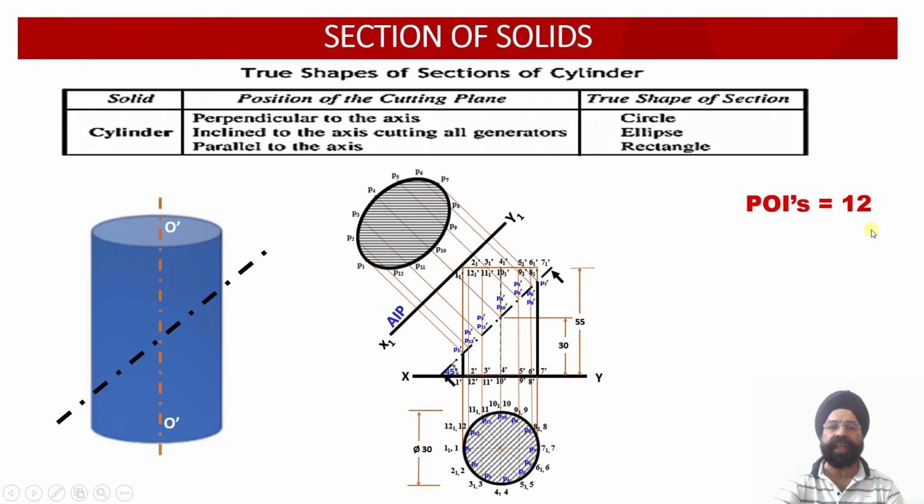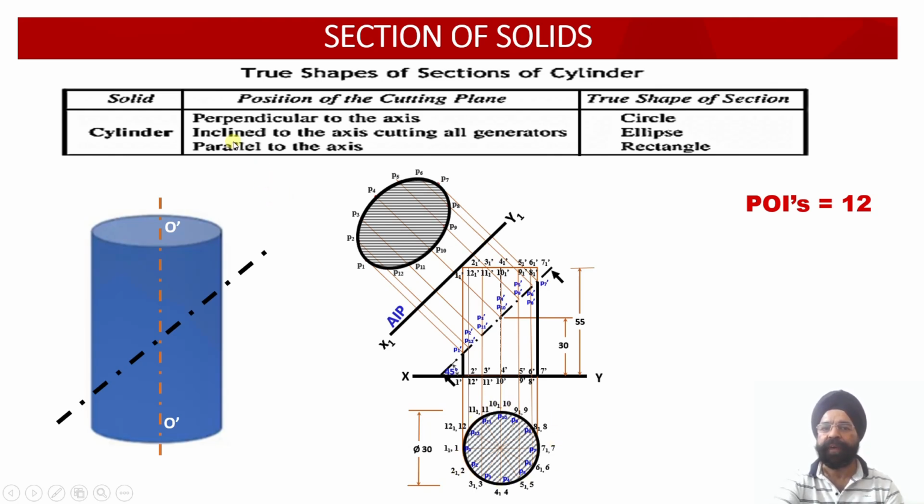We need to understand one very simple thing: whenever a cylinder is cut perpendicular to the axis, that is, if I cut it parallel to the horizontal plane, the true shape obtained will be a circle. Had I cut this cylinder parallel to the horizontal plane, in the top view I would have obtained the true shape of this cut section, which would have been again a circle.